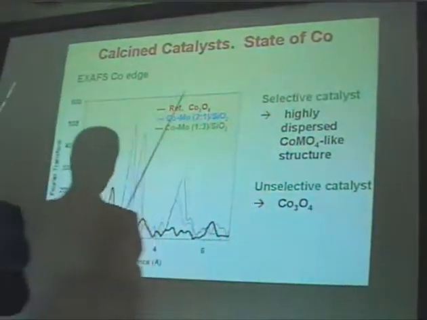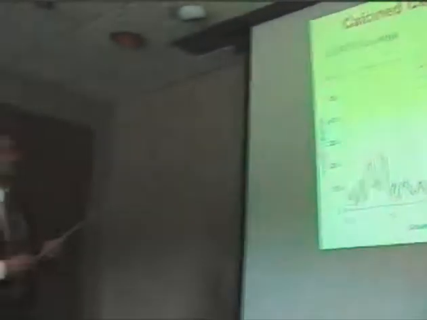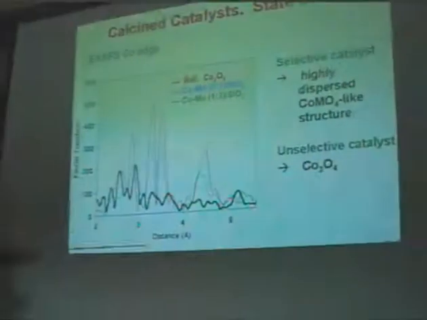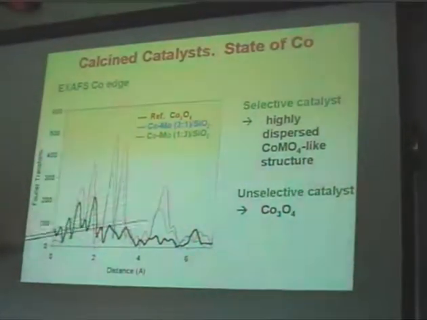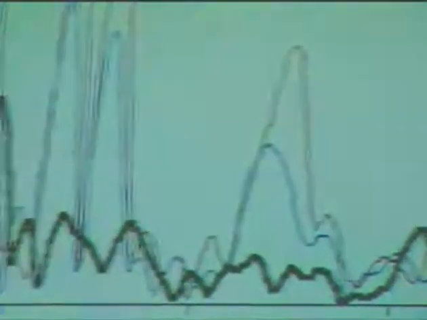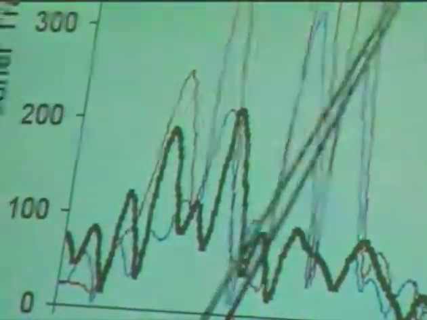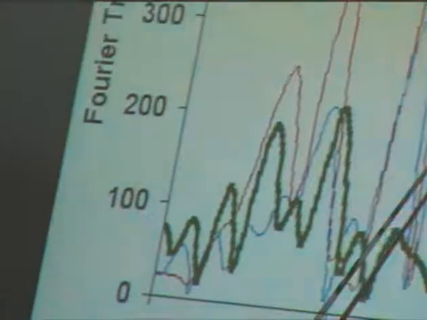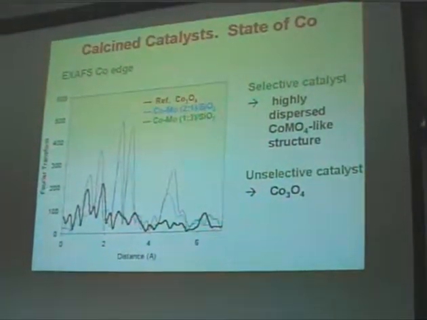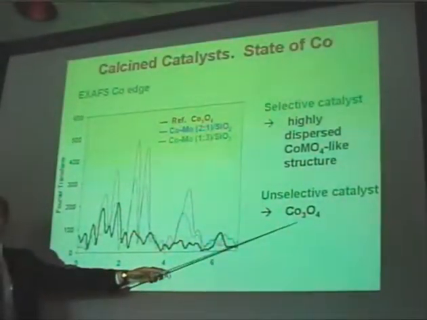So if you look at the EXAFS data, again from the calcined catalyst, and try to understand the state of cobalt, we see that the unselective catalyst, in this case the cobalt moly 2 to 1, the blue curve here, is almost exactly the same as the reference cobalt 304, confirming what we said before. The unselective catalyst, that is when you have more cobalt than the moly can stabilize, acts as if it were alone. Okay, so cobalt, when it's calcined, forms cobalt 304.